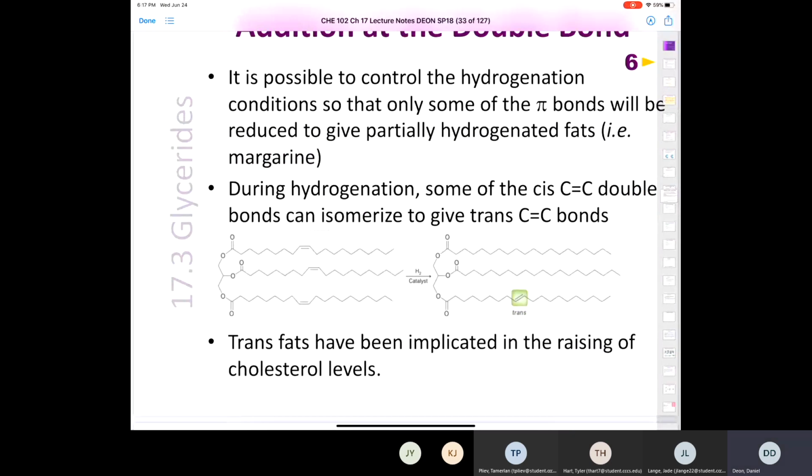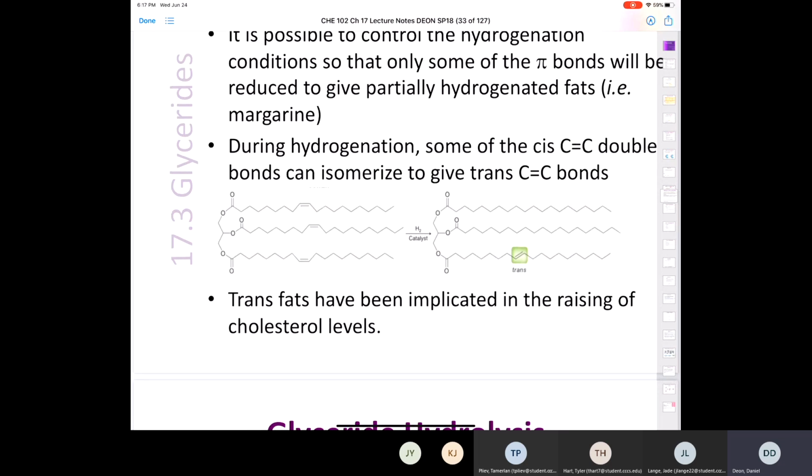Now it says here that we can control the hydrogenation conditions so that only some of the pi bonds will be reduced to give those partially hydrogenated fats. In fact, that is how margarine is made. Margarine is made from unsaturated fats, or basically vegetable oil, and then they subject it to hydrogen gas using nickel as a catalyst, and they stir it, and they keep subjecting it to hydrogen, and they stir and they stir until they get to the desired consistency where it is spreadable.